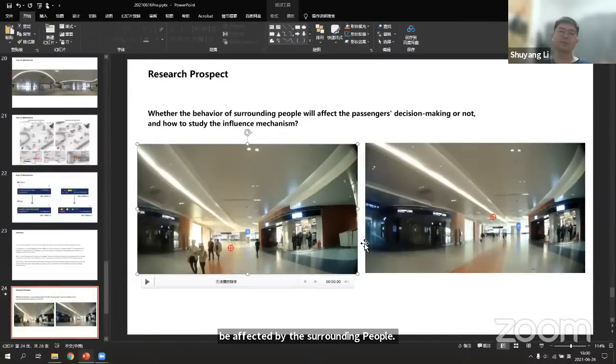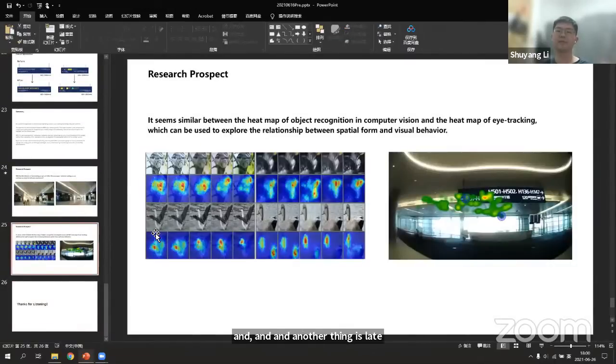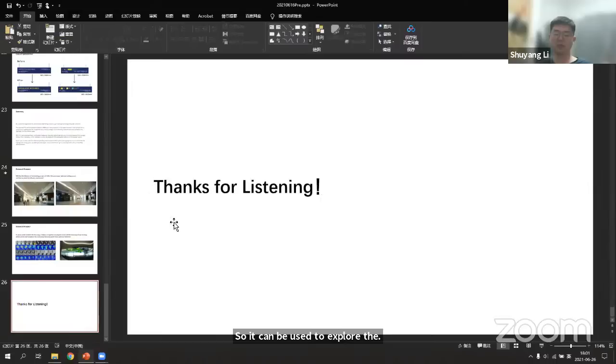And another thing is we found that it is similar between the heat map of the object recognition in computer vision and the heat map of the eye tracking data, which can be used to explore the relationship between the spatial form and the visual behavior. And that concludes my presentation. Thanks for listening. Thank you.